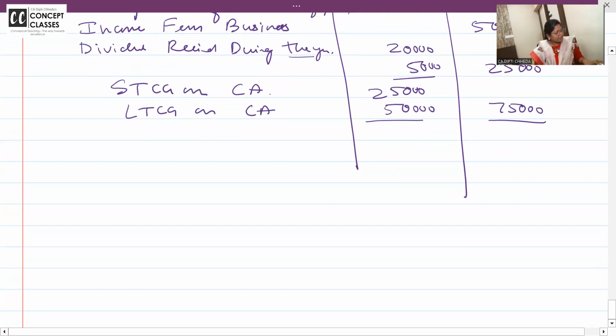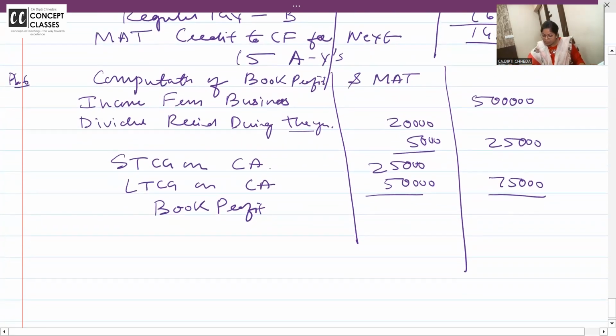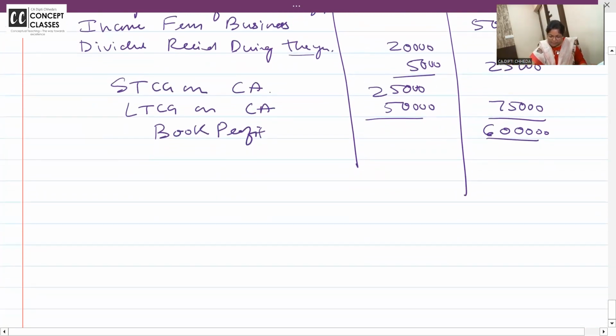What about that capital expenditure for family planning and all? The company has debited donations in the P&L account. Do you need to add back the donations? No, nothing. Ma'am, but donations are not allowed. Yes, in income tax it is not allowed. In MAT Explanation 1, did they say add back the donations? No. So don't do it. What is the book profit you got? 6 lakhs. On this, calculate the MAT at the rate of 15%.